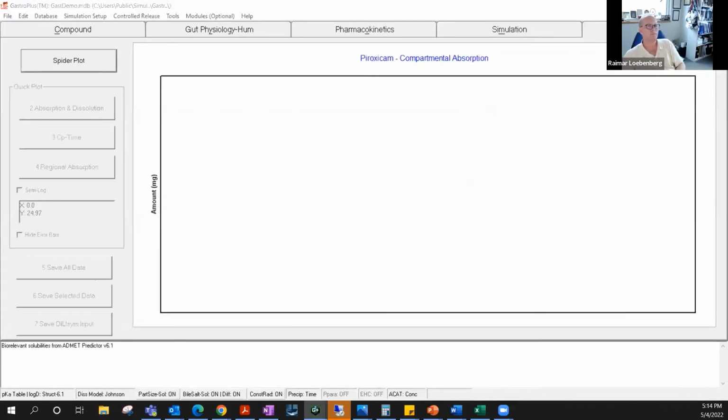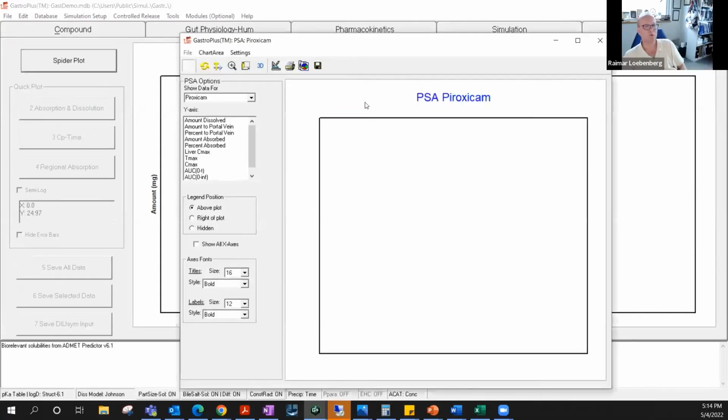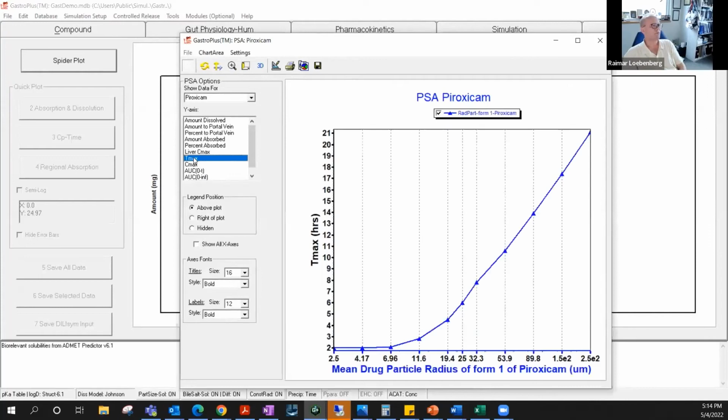And then we go back to the graphic part. Now we can choose here in this menu on the left side different parameters, for example Tmax. On the x-axis you see the particle size, the radius from small to large. And as you can see, up to probably 11 micrometers the curve really does not take off, but then suddenly it takes off very quickly, and that means Tmax would increase significantly after probably 10 microns.